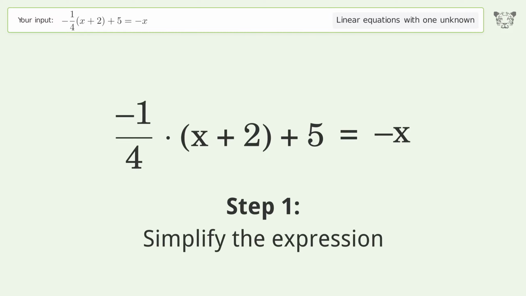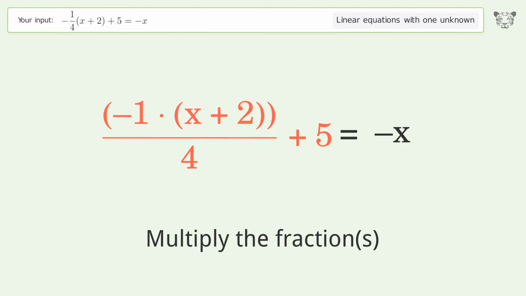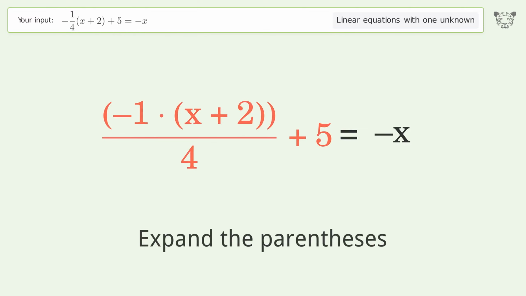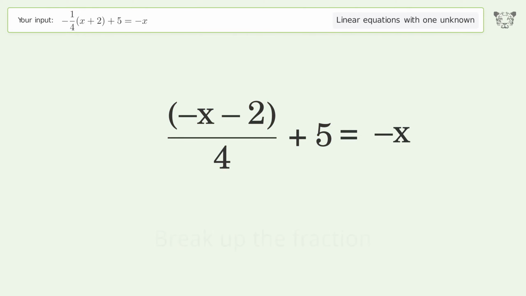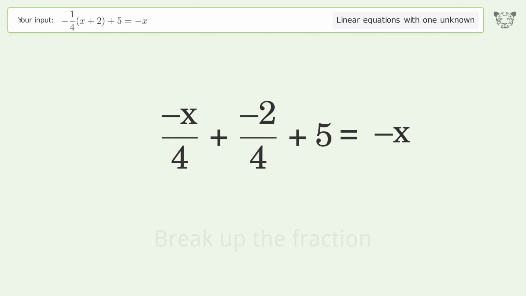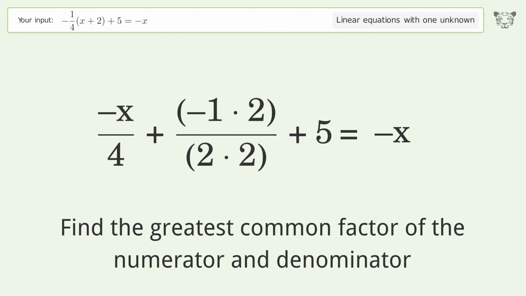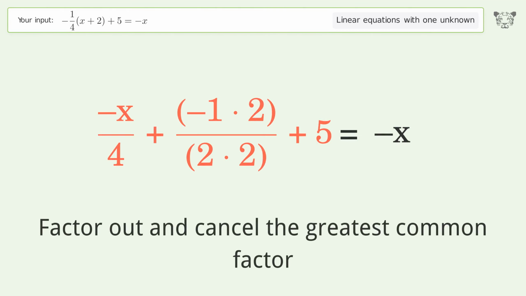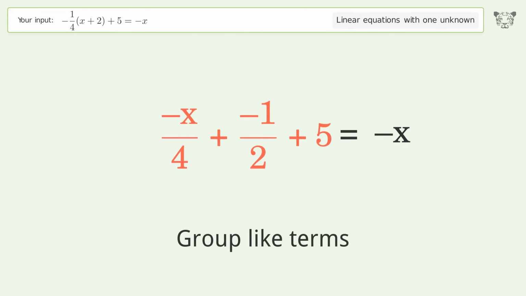Simplify the expression. Multiply the fractions. Expand the parentheses. Break up the fraction. Find the greatest common factor of the numerator and denominator. Factor out and cancel the greatest common factor. Group like terms.